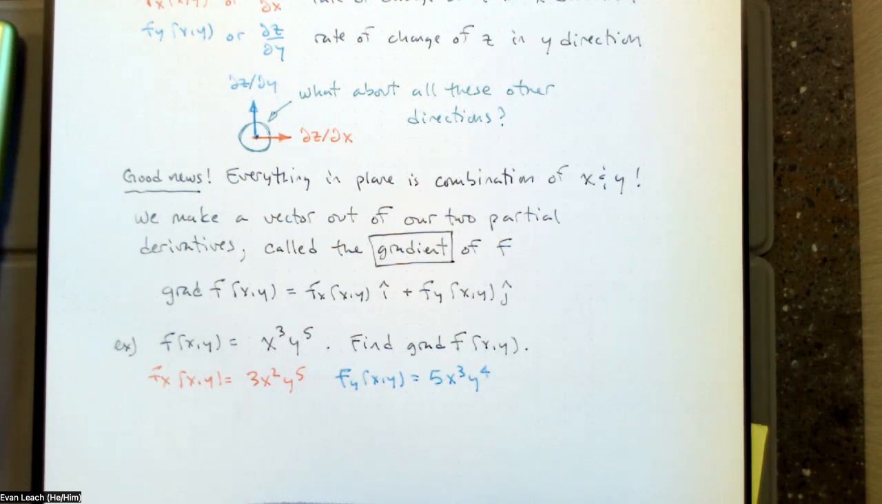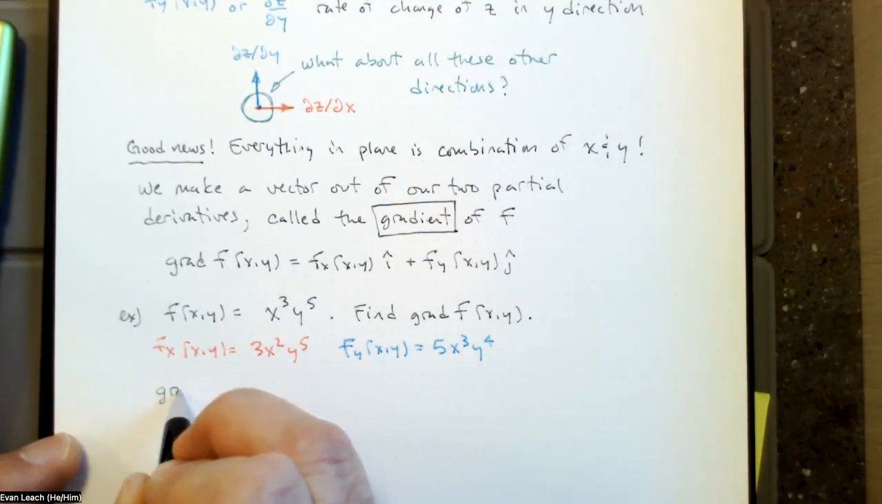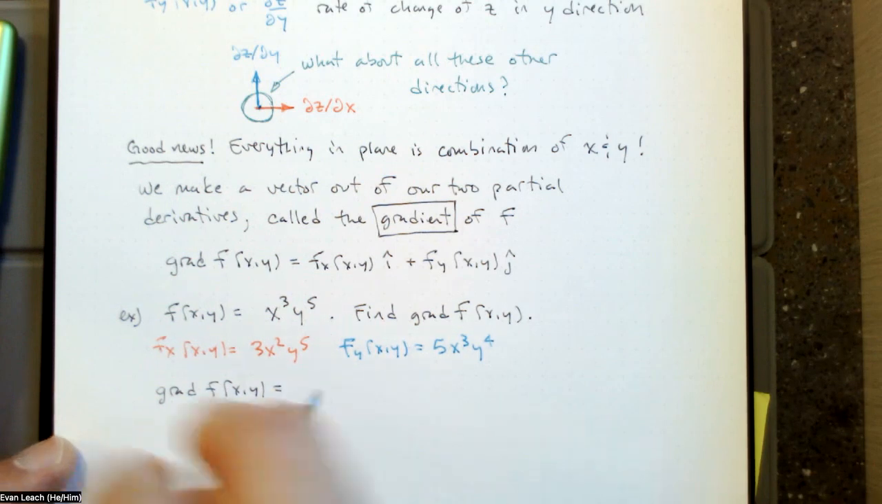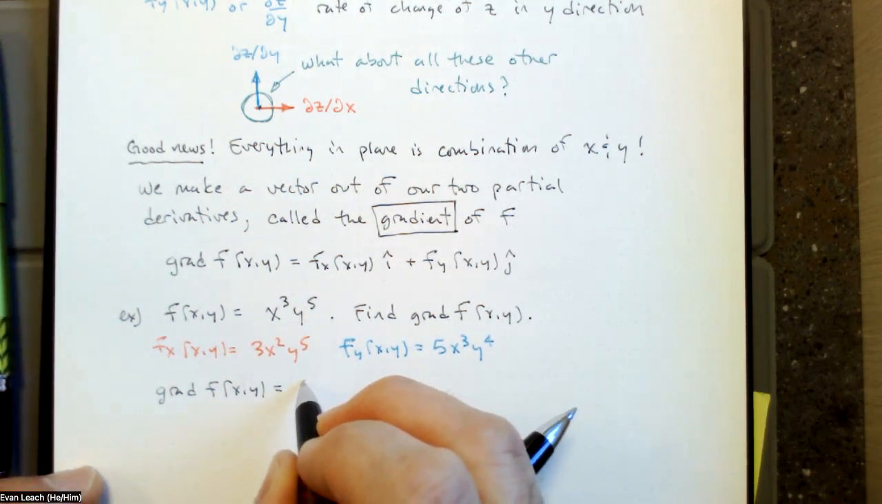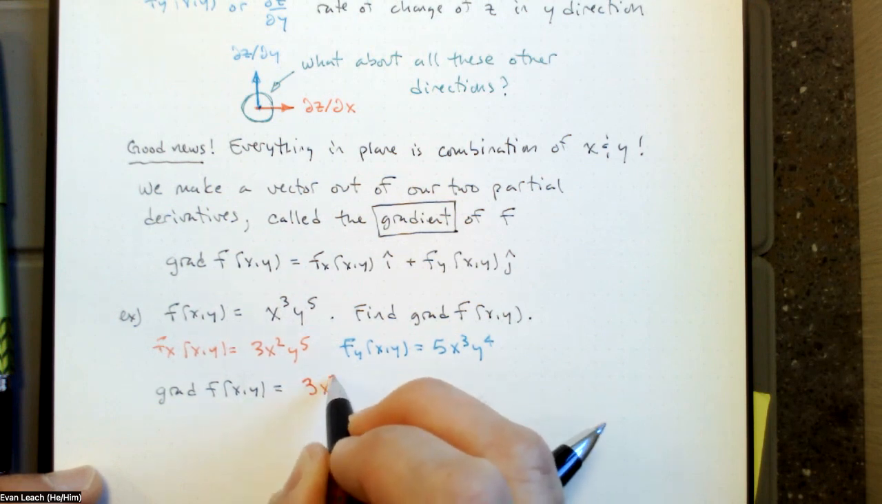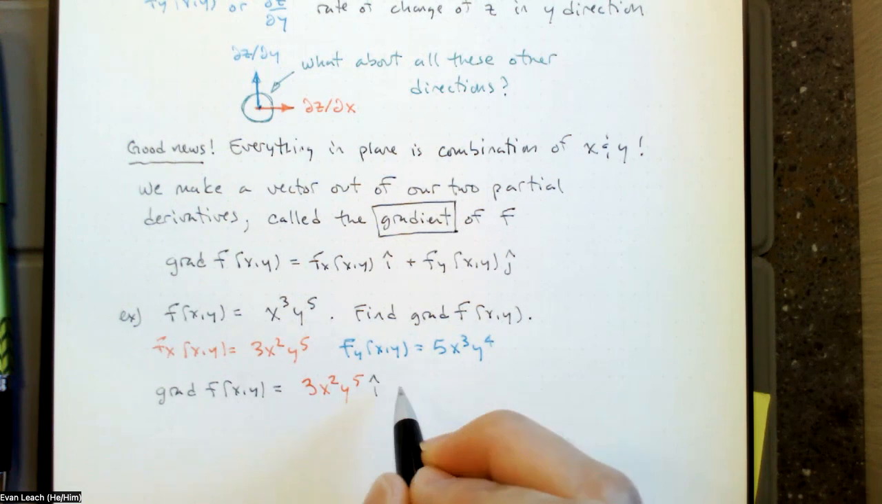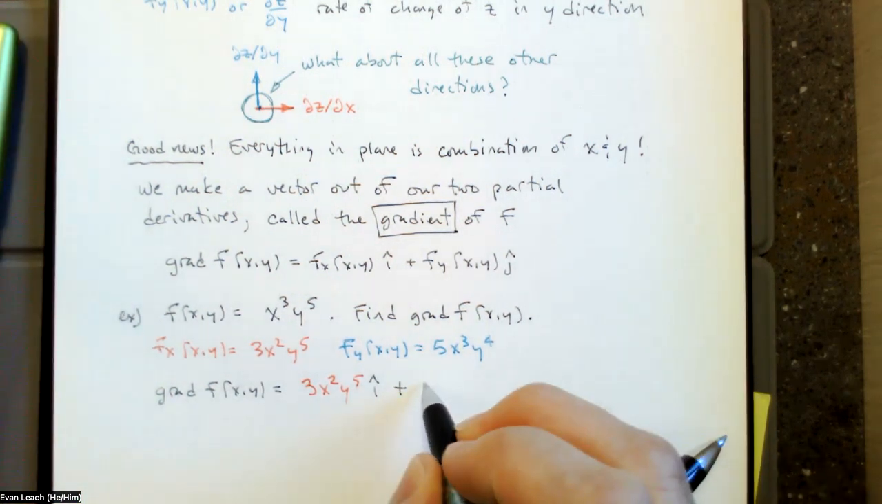To build the gradient, we just take these two partial derivatives. Take the x derivative in the i direction, and the y partial derivative in the j direction.